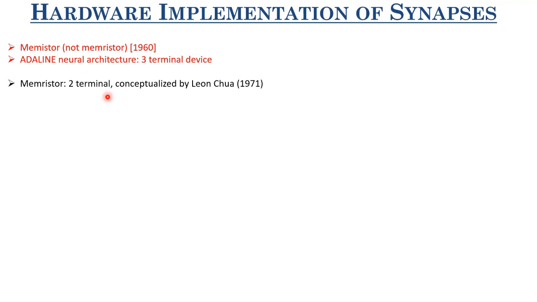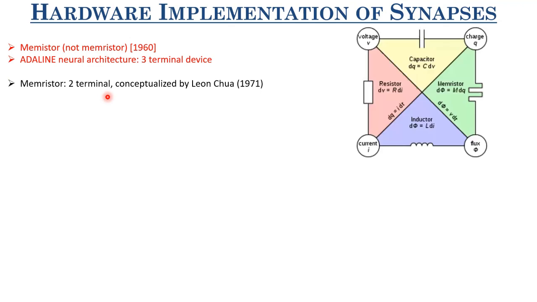So what did Chua see? Chua found out that there were some elements relating these four properties. Charge was related to voltage by a capacitor, voltage was related to current by a resistor, and even current was related to flux with the help of an inductor. But there was nothing which could relate flux to charge.